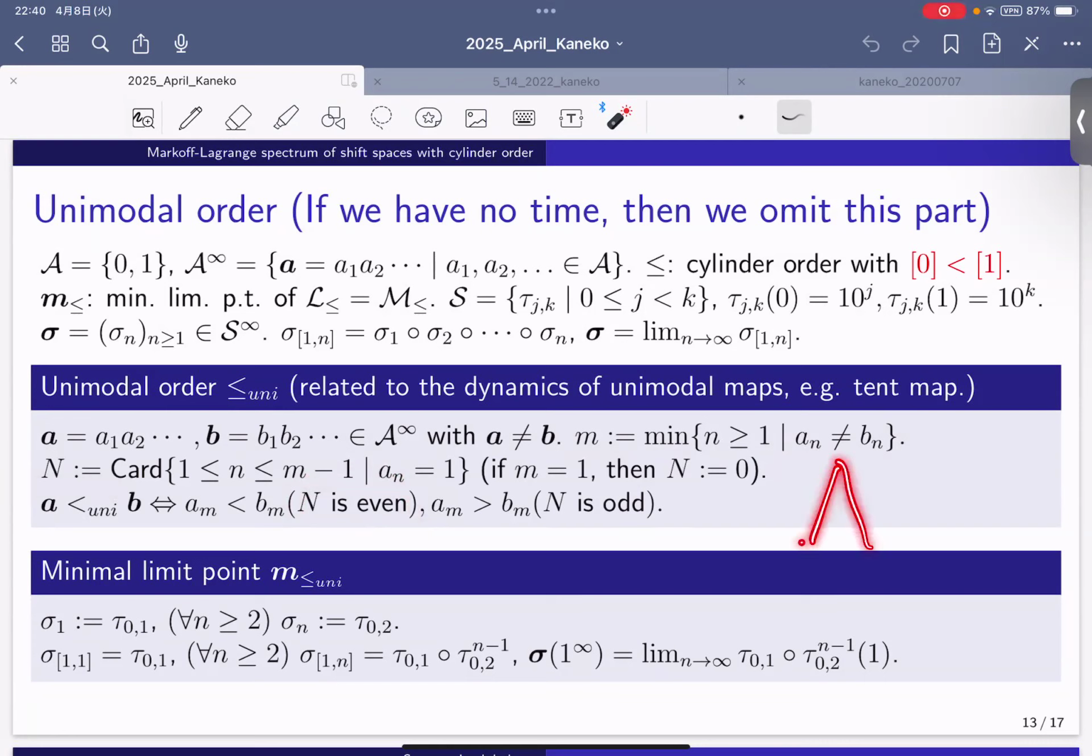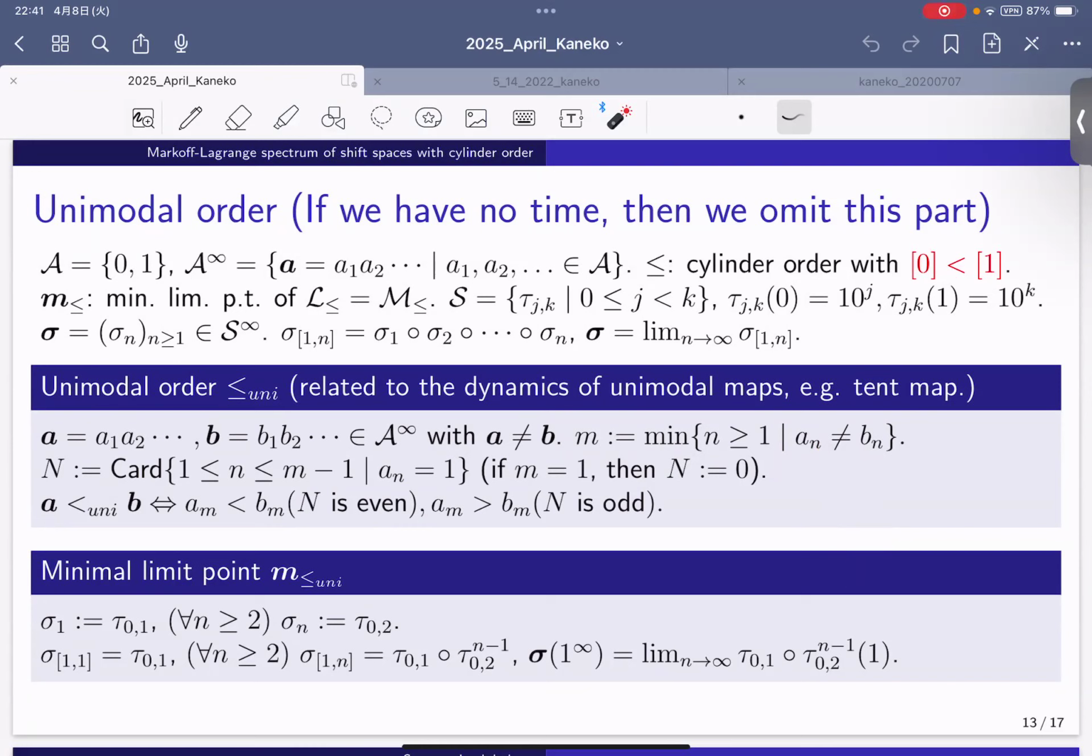Like tent map. So this 0, 1, this part corresponds to 0, and this part corresponds to 1. And if we take 1, then the slope is negative. So the order is inverse if this 1 appears.